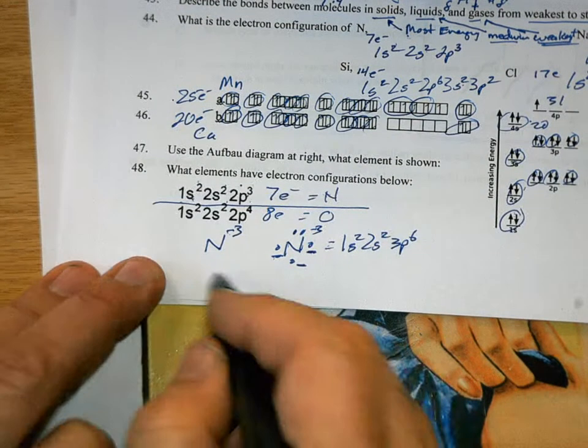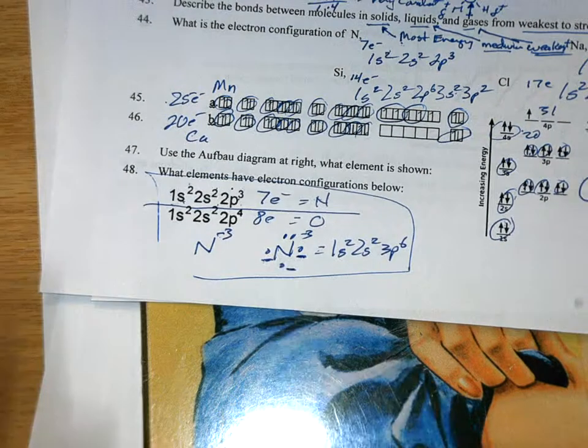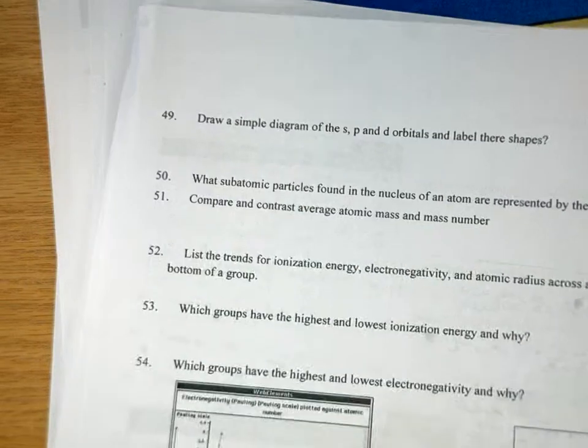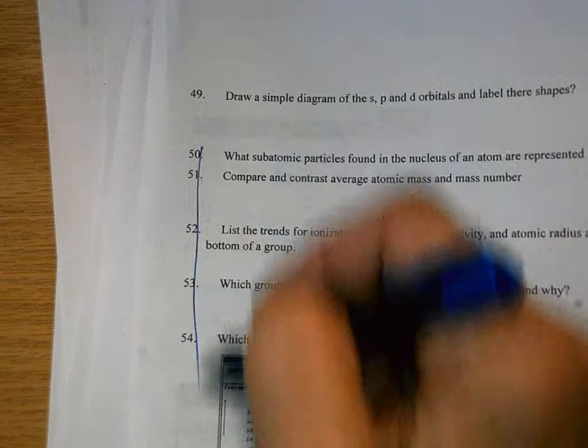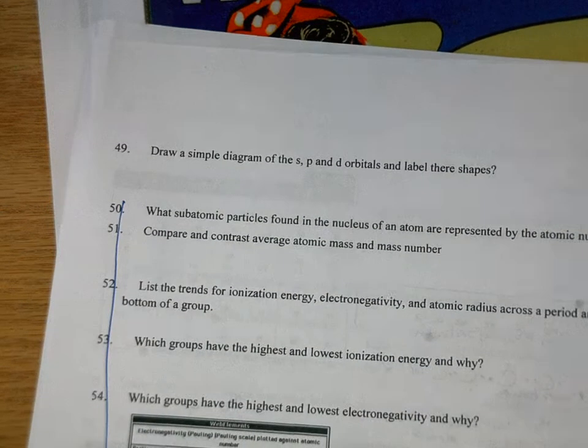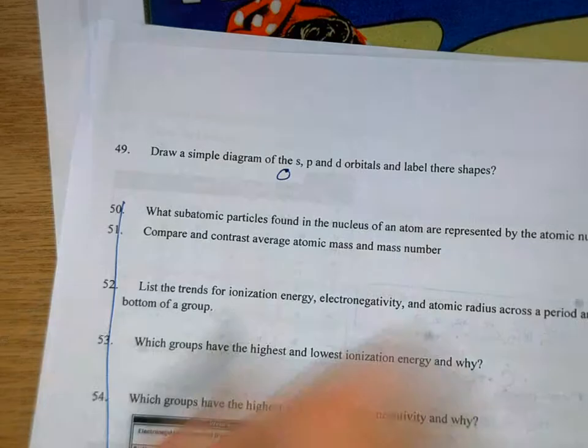So ask me if you're not sure. On the test, always ask. Last question. Yay. You don't have to do the rest of these. We're not doing periodic table review on the test. Draw the simple diagram for an s orbital. Okay, that would be spherical.